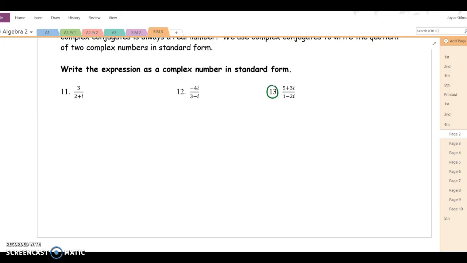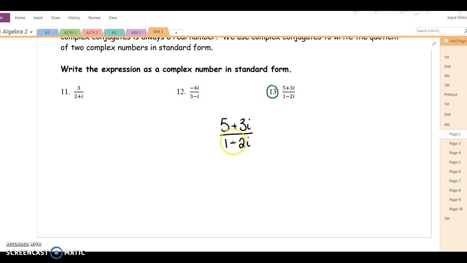We're going to start with number 13 from yesterday. If you watched yesterday's videos, I used last year's because I had so many technology issues yesterday that it just didn't work. So you may have seen this on yesterday's notes, but that's fine. So number 13, and I'm going to write this out a little bit bigger, we have 5 plus 3i over 1 minus 2i.